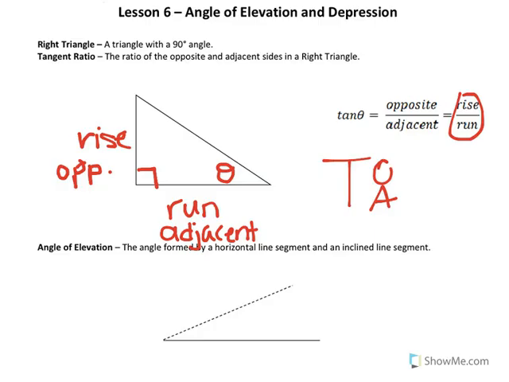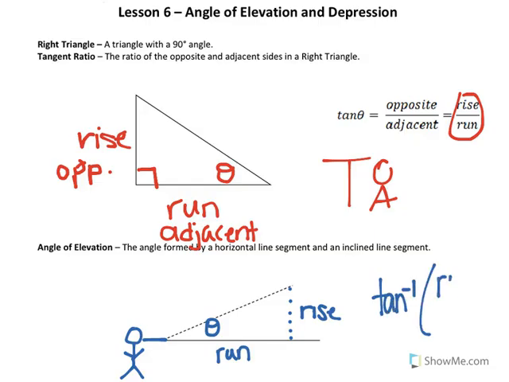So angle of elevation, again, is if you have a horizontal line, like say this is you standing here, you're looking and you see a horizontal line, and then you look up to something. This is that angle of elevation. So it is going to be our rise and our run to help us find that. And whenever we're doing an angle, it's always tan to the minus 1. So tan to the minus 1 of the rise over the run.